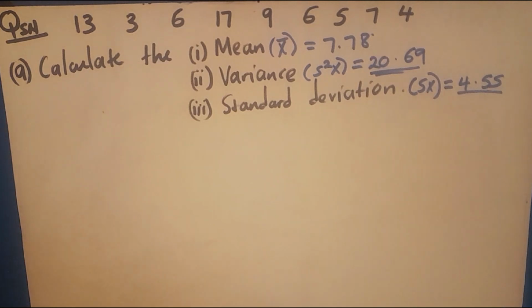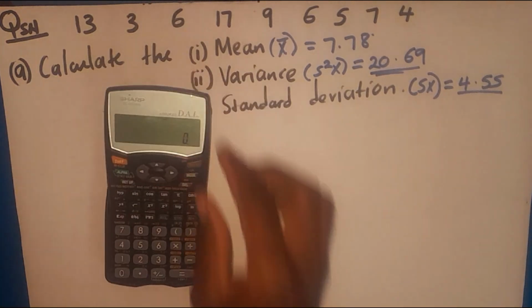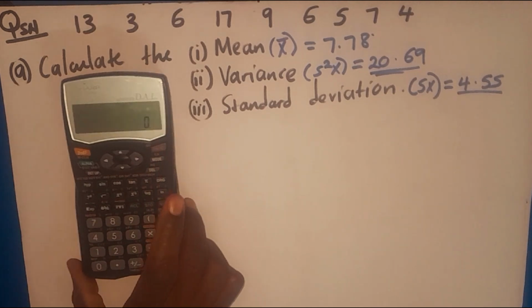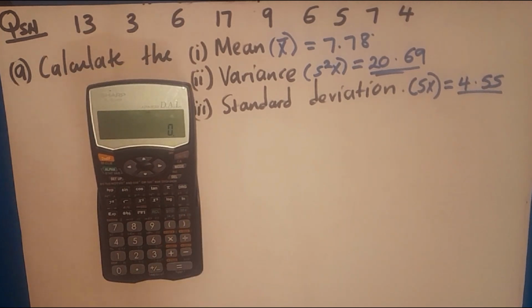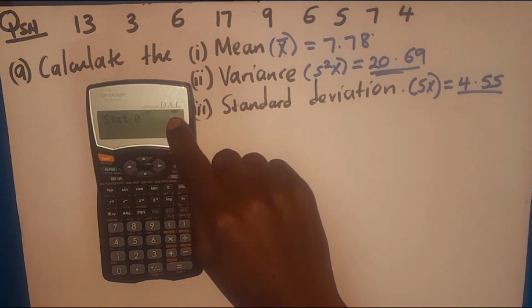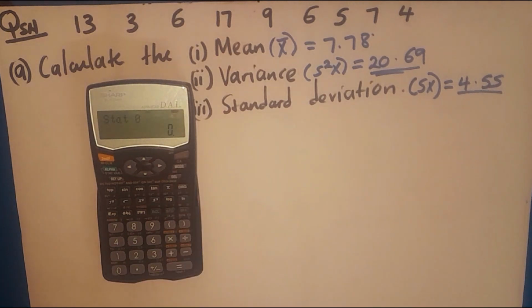Now let's take a look at this Sharp EL-531WH. On this one, you first press the mode button, and it shows 0 for normal and 1 for statistics. If we need to go to the statistic mode, we have to press 1. Then we press 0 for SD, and it's written start here. It means we are now in statistic mode, and it shows statistic here in the corner. Now we need to feed our data into the calculator.